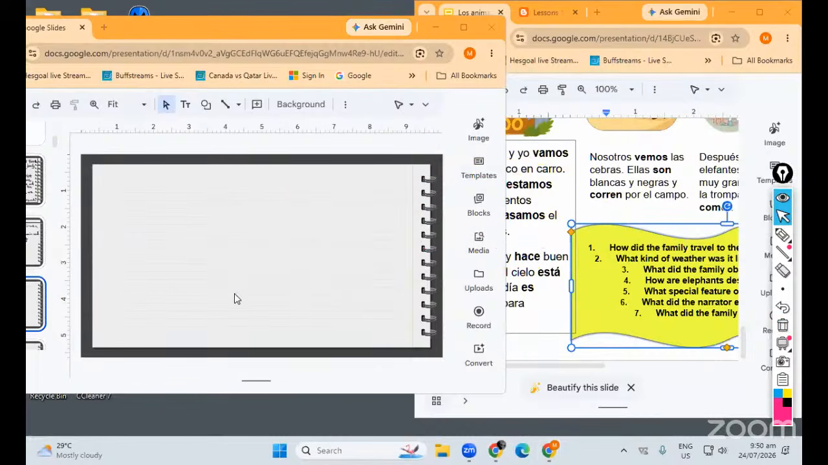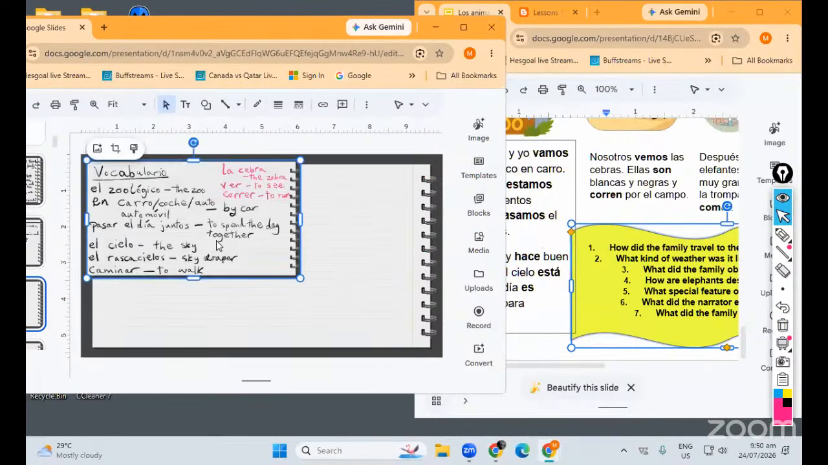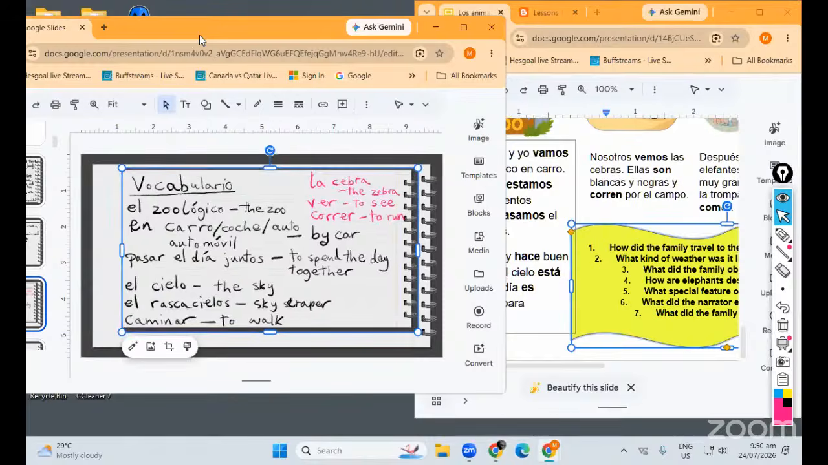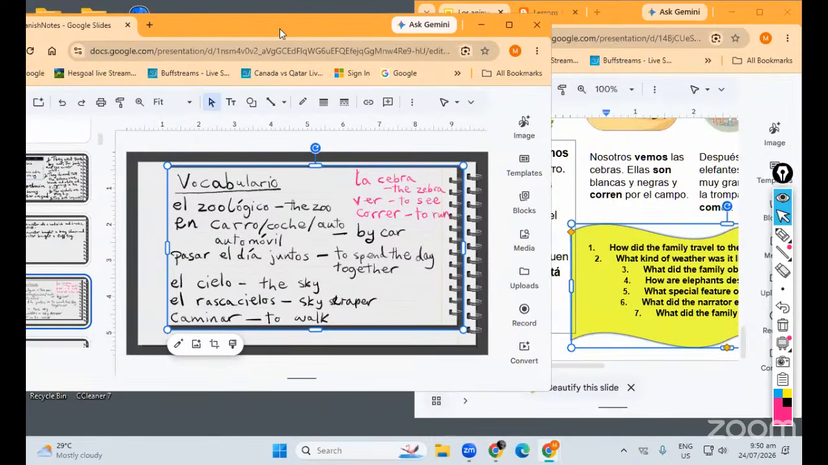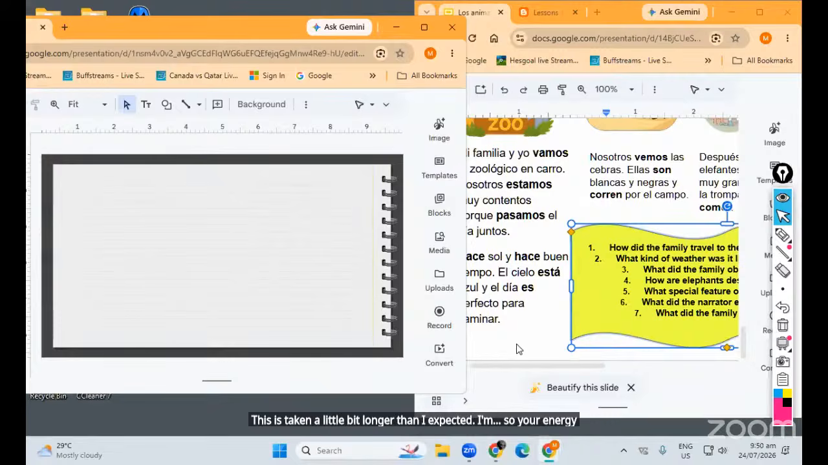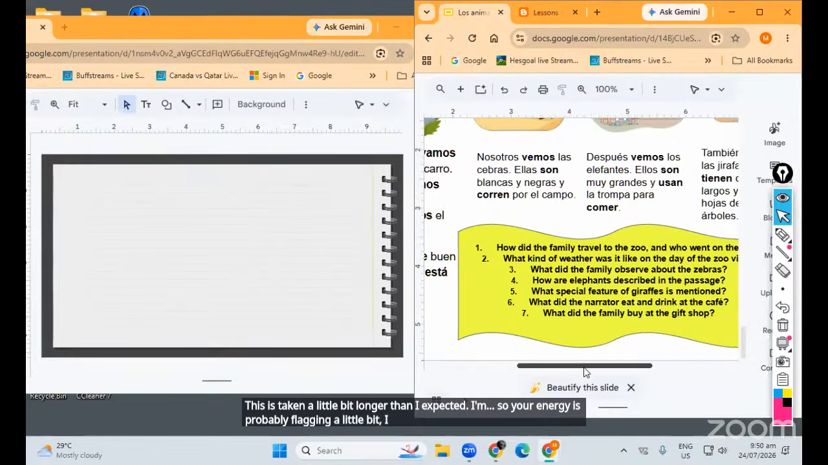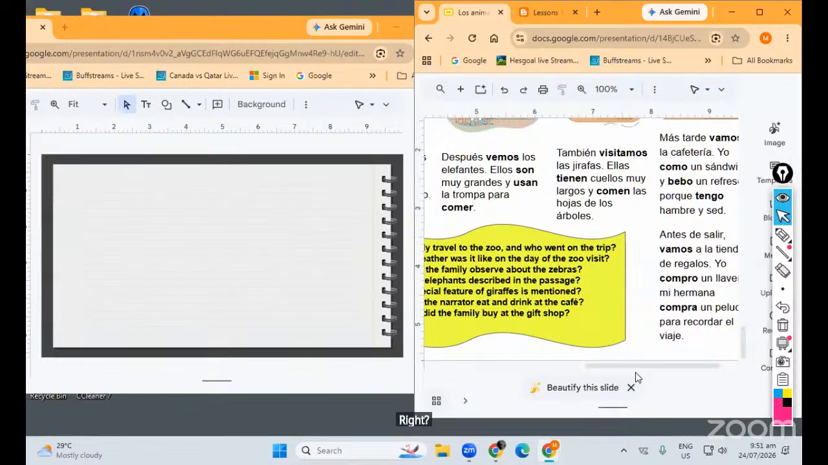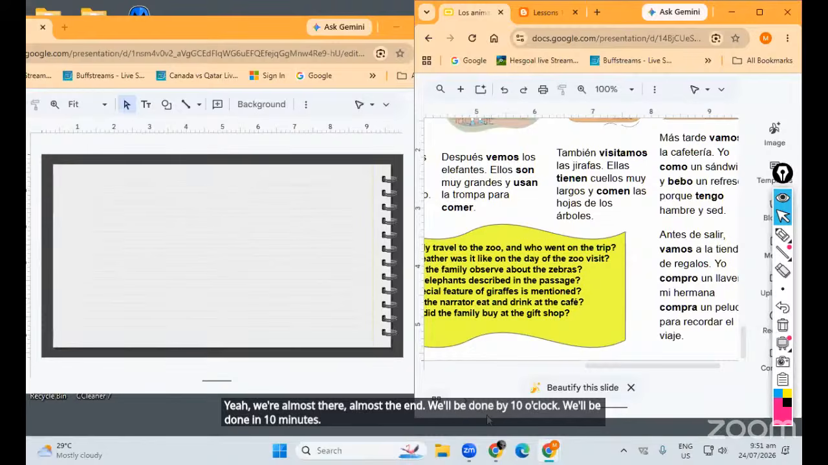All right. We gotta continue, right? This is taking a little bit longer than I expected. And so your energy is probably flagging a little bit, I would think, but let's try and bear with it. We're almost to the end, right? Yeah, we're almost to the end. We'll be done by 10 o'clock. We'll be done in 10 minutes, right?